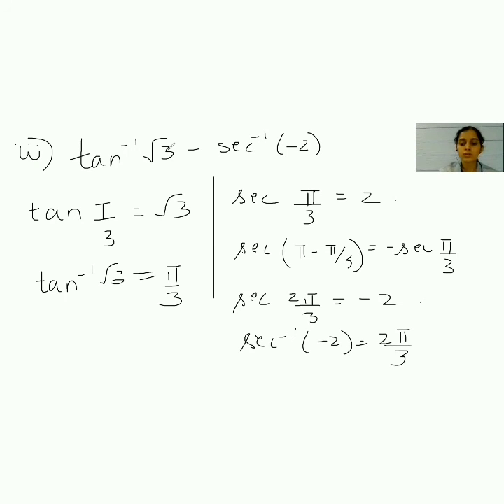Substitute in the equation on top. We'll have pi by 3 minus 2 pi by 3. Okay, so you're left with minus pi by 3 as the answer. Okay, so this is question 2. Okay, now let's go to question 3. It says prove the following.